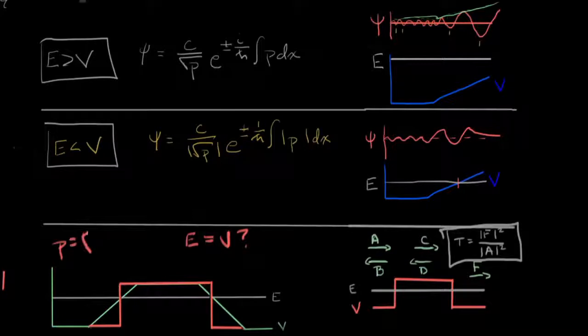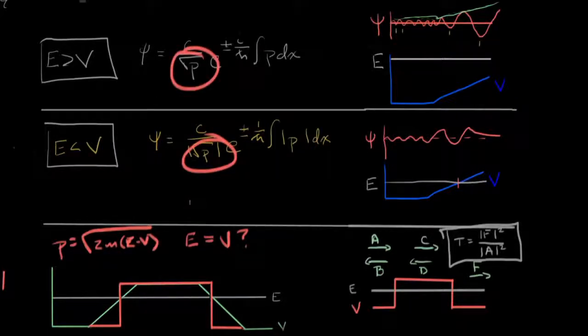In this case, P is equal to the root of 2m(E minus V), which means that the denominator when E is less than V and the denominator when E is greater than V both go to 0, which means we have an undefined solution to the equation. So how do we deal with this situation? Today, we'll be talking about the WKB patch and the strategy for how it basically works.